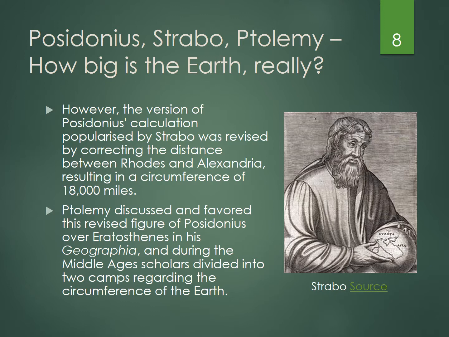The errors that were mutually compensating in the measurements of Eratosthenes and Posidonius were noticed by others. The version of Posidonius's calculation that was popularized by Strabo was revised by correcting the distance between Rhodes and Alexandria, but this resulted in a much smaller circumference of 18,000 miles. Ptolemy discussed and favored this revised figure of Posidonius over Eratosthenes in his work Geographia, and during the Middle Ages, scholars divided into two camps regarding the circumference of the Earth. Some accepted the larger measure and others accepted the smaller measure.